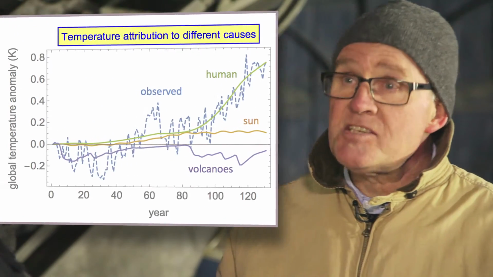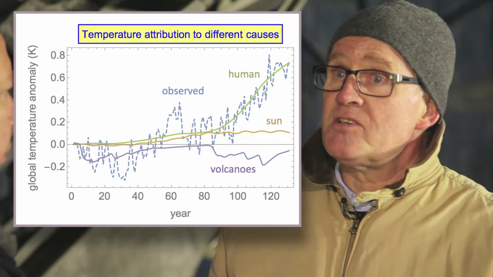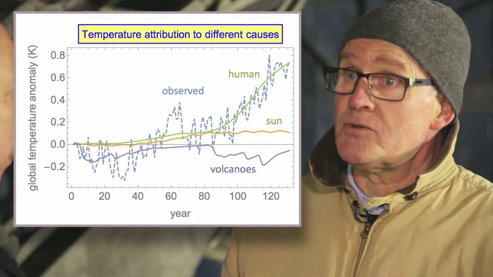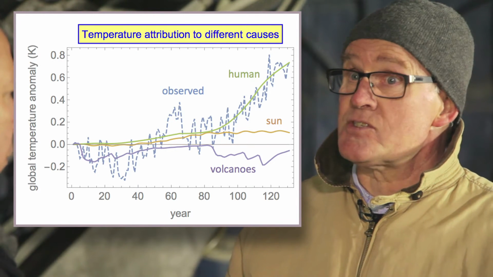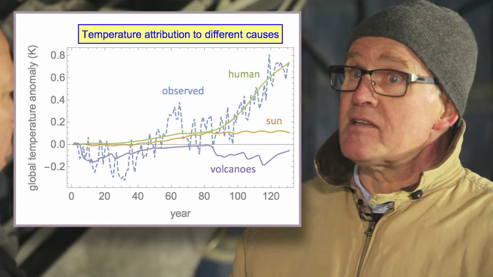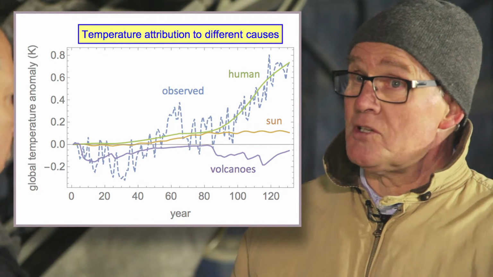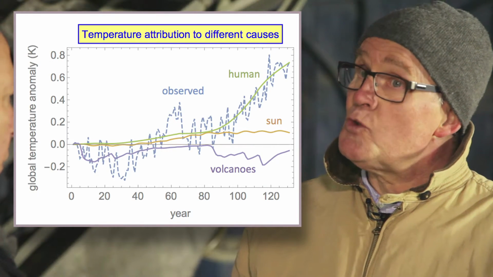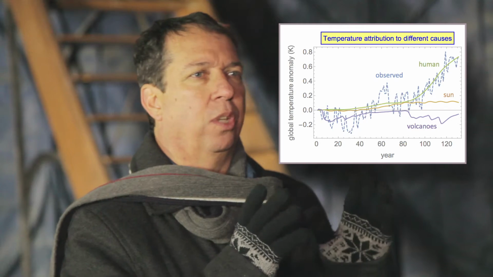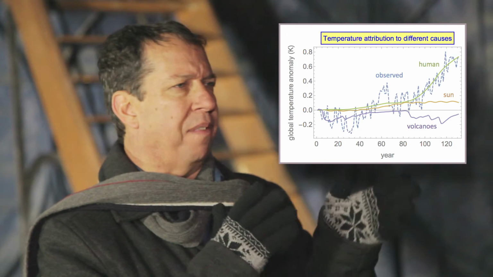Well, can you give an example of how these fingerprints can be used to attribute certain causes? Yeah, a simple example is the global temperature signal during the last 130 years or so. We have separated the fingerprints of the volcanic, the solar, and the human-induced causes. Okay, so what do we see in those graphs exactly?